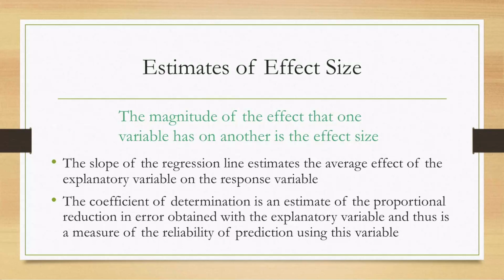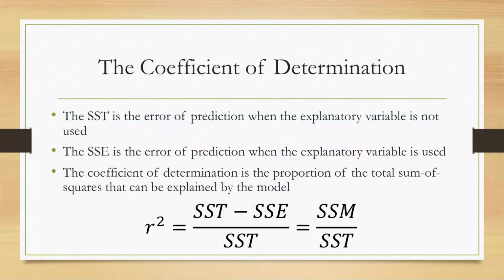And the coefficient of determination, which we've talked about, that's an estimate of the proportional reduction in error obtained with the explanatory variable. So it's a measure of the reliability of prediction using this variable, or in other words, it tells us how good our model is. The coefficient of determination we saw was r squared, but we can understand it even better by relating it to the sums of squares that we looked at in the last video.